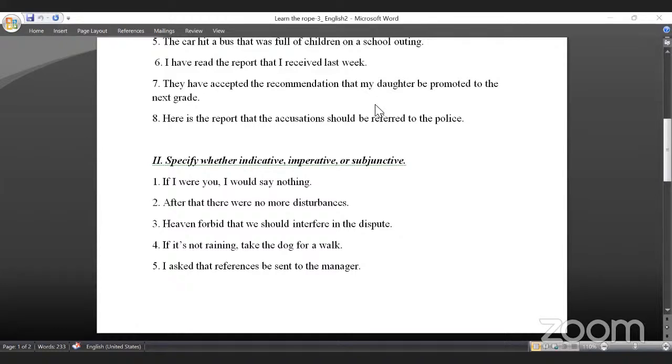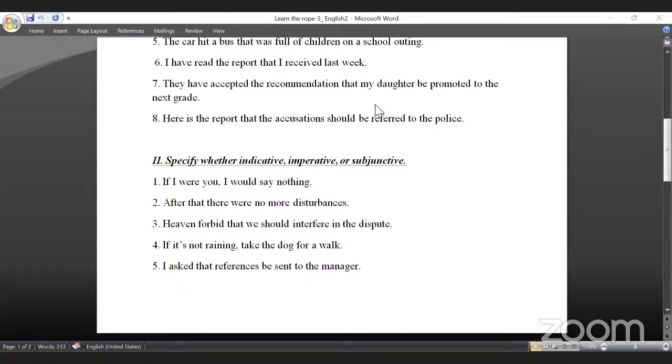Okay. Now, the fourth one is, if it is not raining, take the dog for a walk. If it is not raining, or if it's not raining, take the dog for a walk. Indicative, ma'am. This is indicative. Okay. If it is not raining, take the dog for a walk.